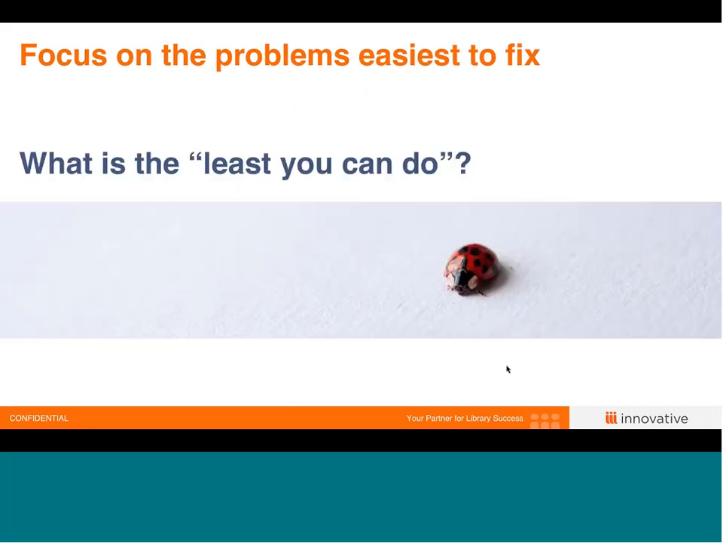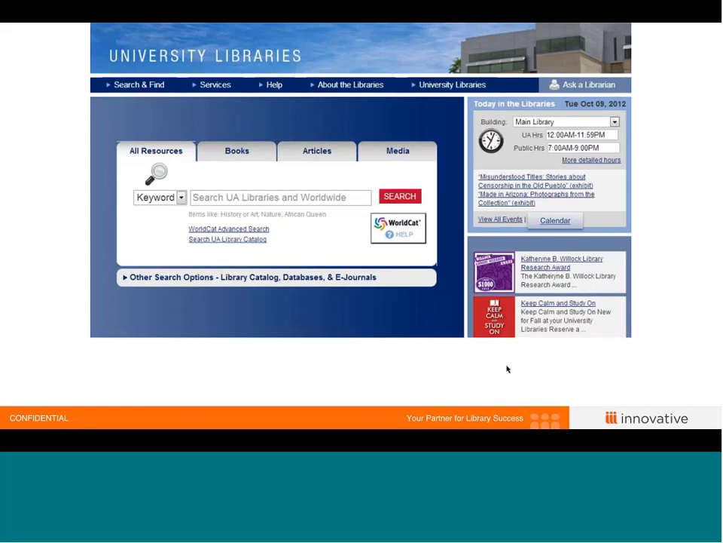Another thing is focus on those problems that are really the easiest to fix. So what are the little tiny things that you can do? What is the least you can do? That's another Steve Krug thing, where he talks about that, and maybe there's something really minor that you can do now that would have a big impact. And so focusing on those things and trying to do them immediately or as soon as possible is a good way to approach how you prioritize things as well.